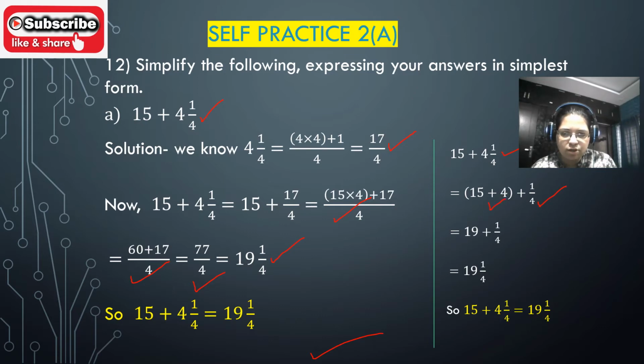15 plus 4 is 19. 19 plus 1 by 4 gives 19 and 1 by 4. So 15 plus 4 and 1 by 4 equals 19 and 1 by 4. In both cases we get the same result, 19 and 1 by 4.